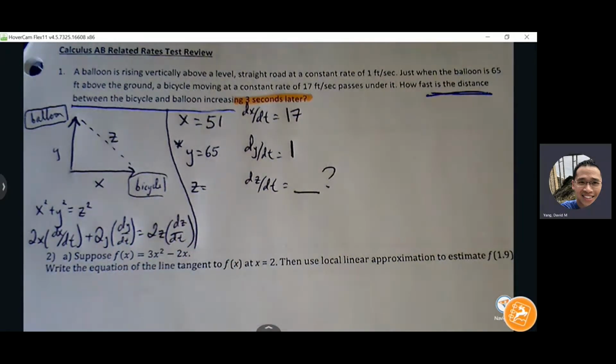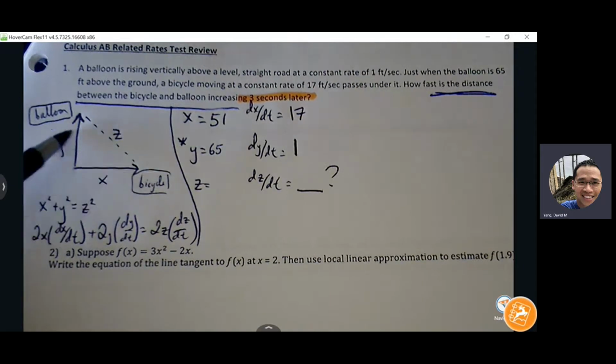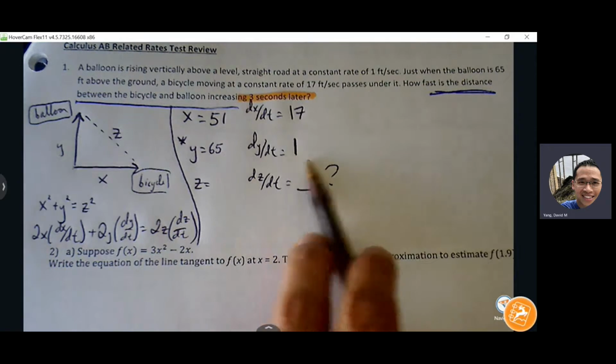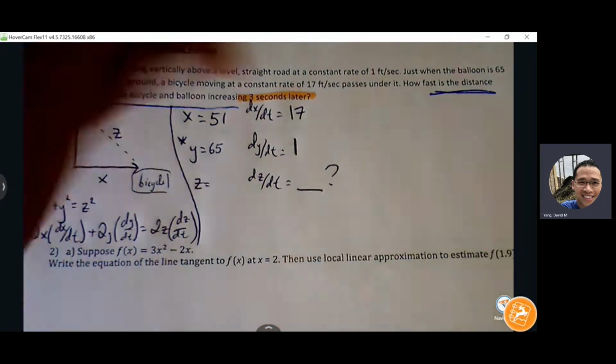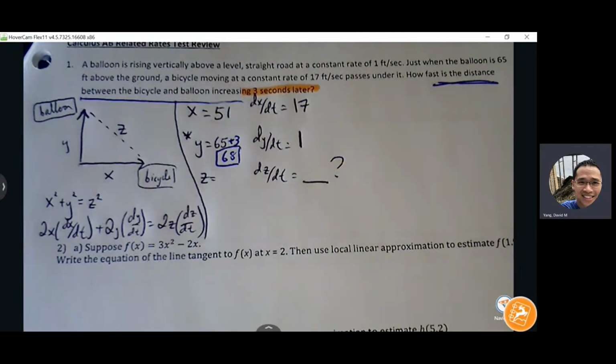But there's something else we have to take into consideration. What's that? That y, right? That y is 65 feet when the bicycle is here, but when the bicycle is over here 3 seconds later, where's that balloon going to be? 68, because we got to add the fact that he's 3 seconds past, the balloon is still rising at 1 foot per second. So plus 3, which is 68. So that's a little tricky. But it makes sense, right? The balloon is not just hanging out at 65 feet. It's still rising, even as time passes.